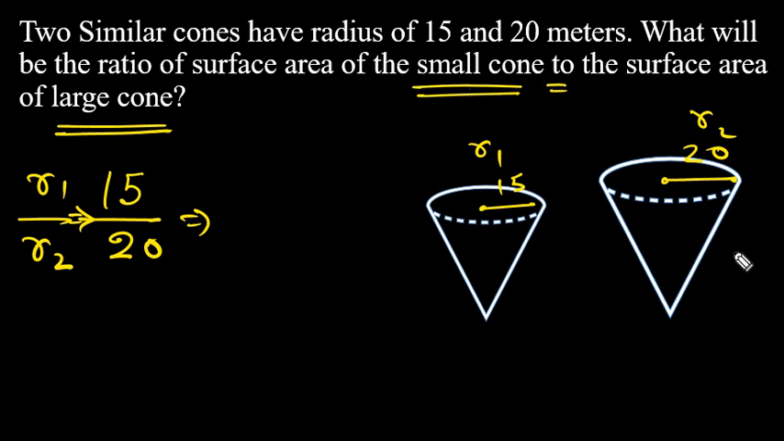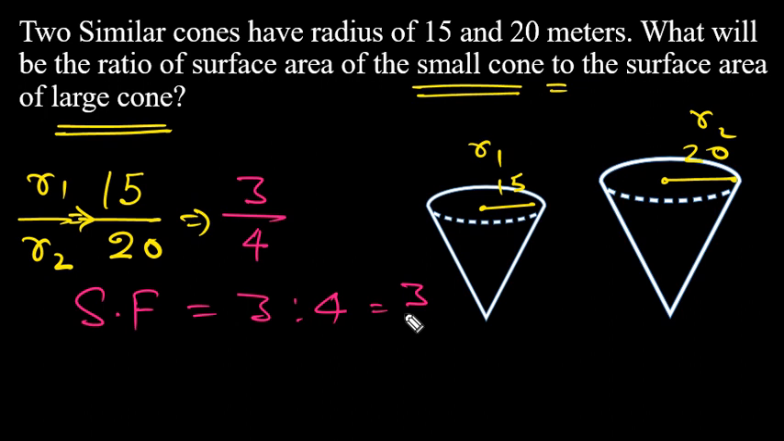That is important, okay? Now 15 over 20, if you solve it, 15 divided by 5 is 3 and 20 divided by 5 is 4, because 5 is the common factor. Or else you can write in the calculator 15 divided by 20, that will give you 3 over 4. So the scale factor is 3 to 4, or you write 3 over 4. Both are the same thing, right?